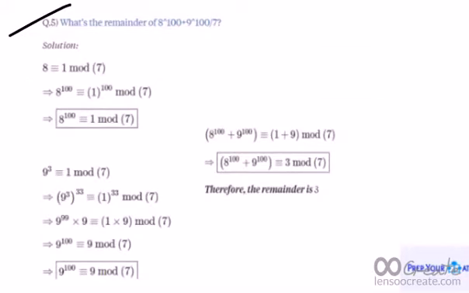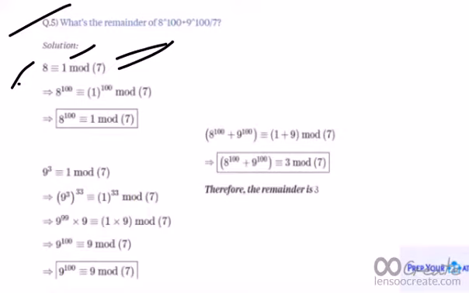Now fifth question, what is the remainder when 8 raised to 100 plus 9 raised to 100 is divided by 7? We know that, what number should be subtracted from 8 so that it is divisible by 7, or a remainder, what is the remainder when 8 is divided by 7? We get it as 1.